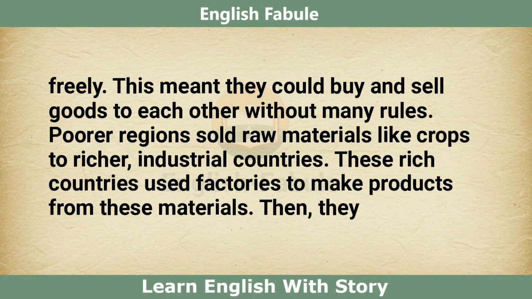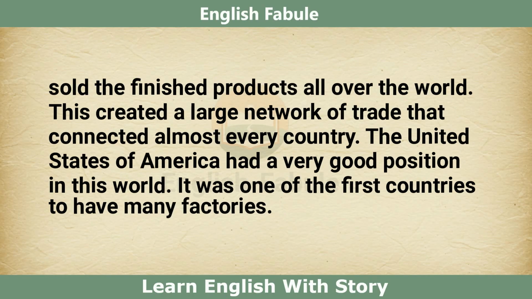Poorer regions sold raw materials, like crops, to richer industrial countries. These rich countries used factories to make products from these materials. Then, they sold the finished products all over the world. This created a large network of trade that connected almost every country.